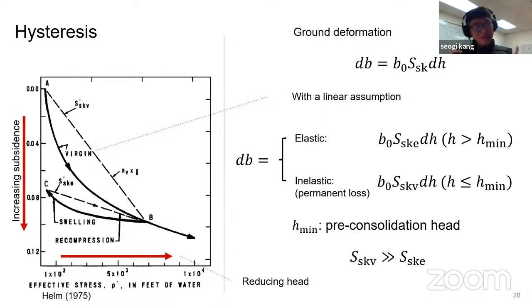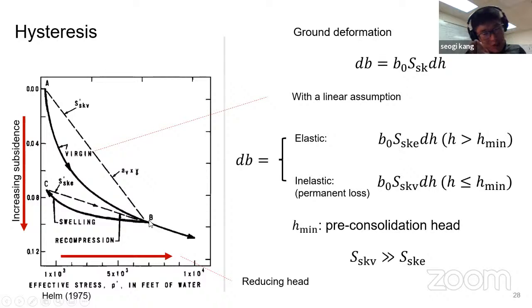What's fascinating about the physics is this: if everything is elastic, although clay can have large compressibility, there shouldn't be a large subsidence happening over multiple years, right? It would go back and forth. But what we are seeing is a permanent subsidence, and the reason is hysteresis. Here I'm plotting, on the x-axis, the effective stress, or reducing head, and on the y-axis, increasing subsidence.